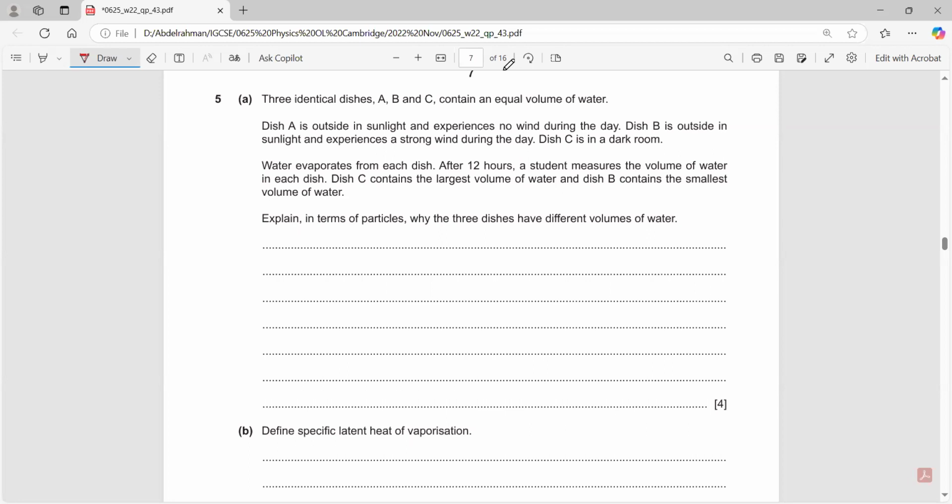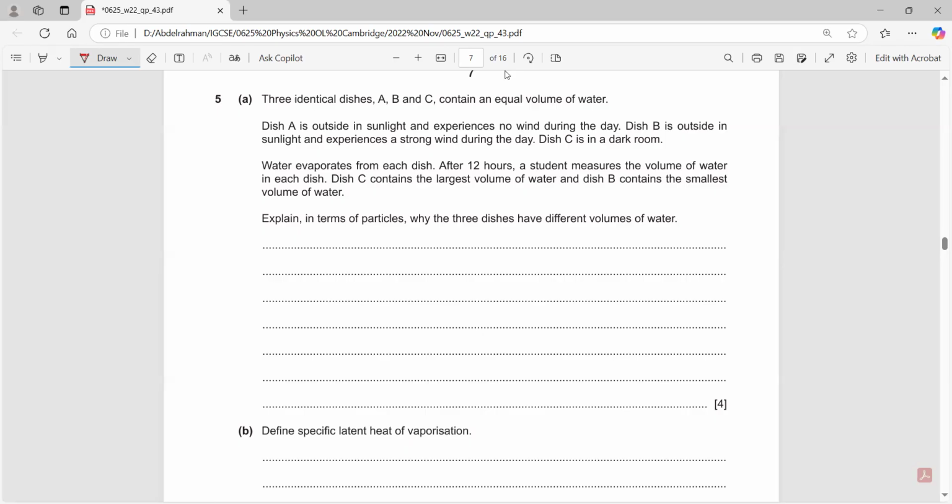C is in a dark room. Water evaporates from each dish. I think it's quite obvious which dish would have the greatest rate of evaporation. Explain in terms of particles why the three dishes have different volumes of water.